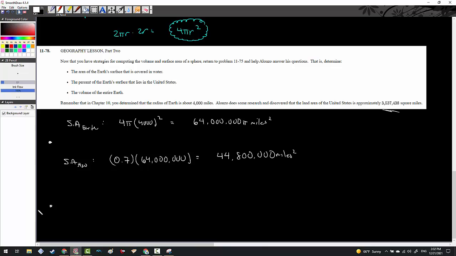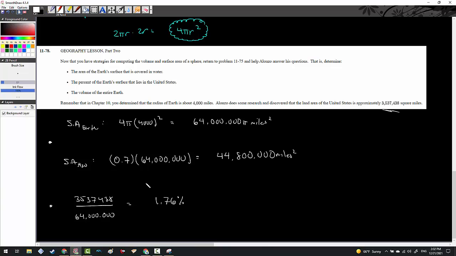Second bullet point is percent of Earth's surface that lies in the U.S. So what I'll do is I'll just do 3537438 over the 64 million that we found before. And that ends up being about 1.76% of the Earth's surface resides in the U.S.